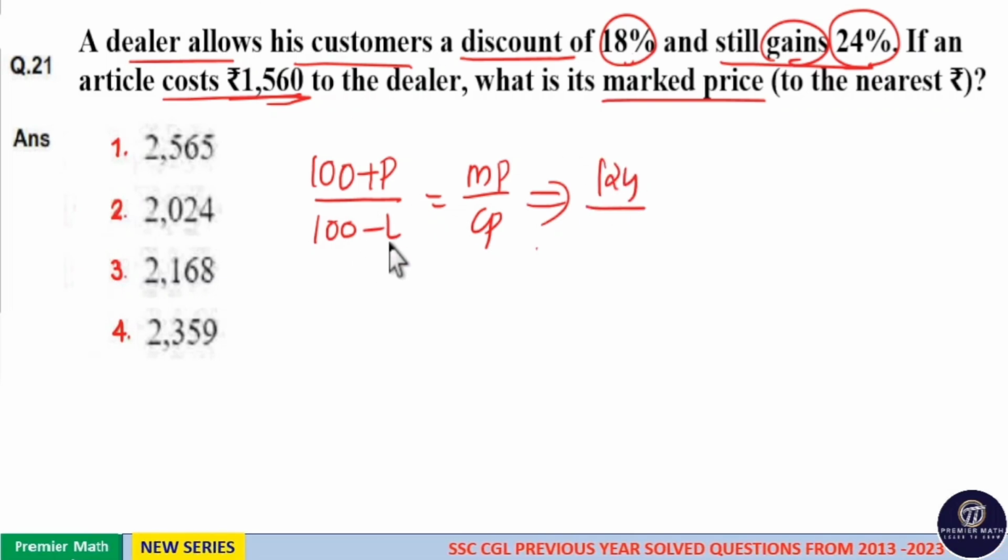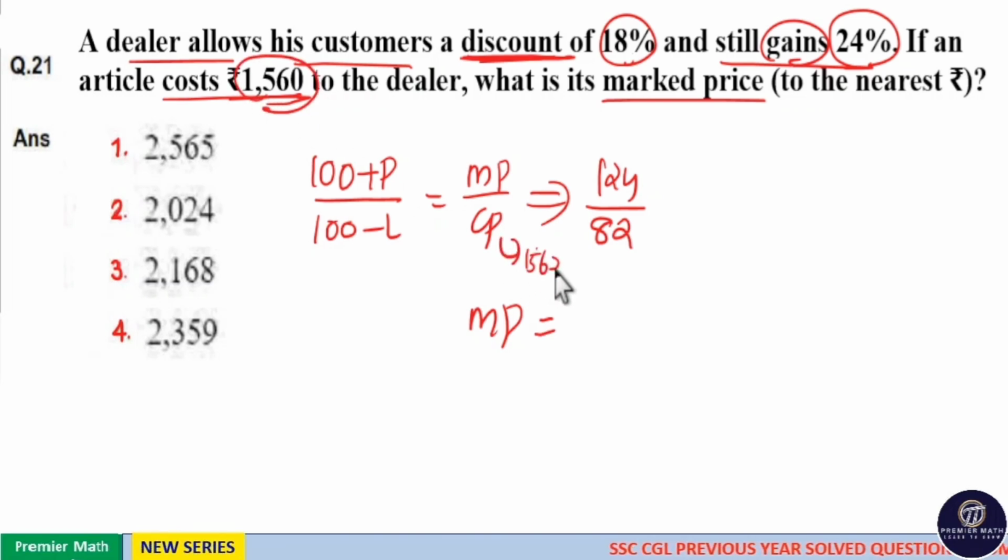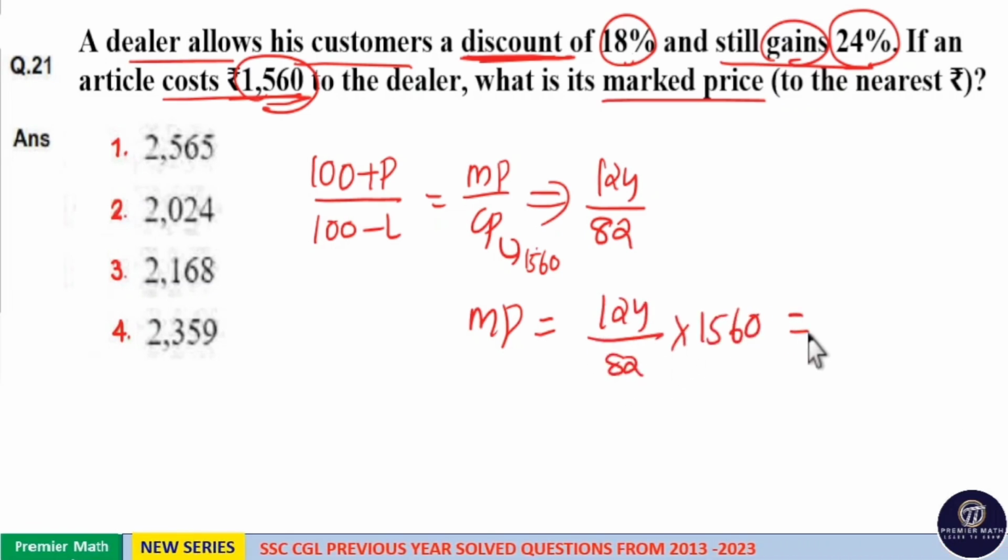Now 100 minus loss means 100 minus 18. When you give a discount of 18%, you are losing that 18%. So 100 minus loss 18% is equal to 82%. Now this is the mark price by cost price ratio. Now mark price is equal to, you already know cost price is equal to 1560. So mark price is equal to 124 by 82 into 1560.